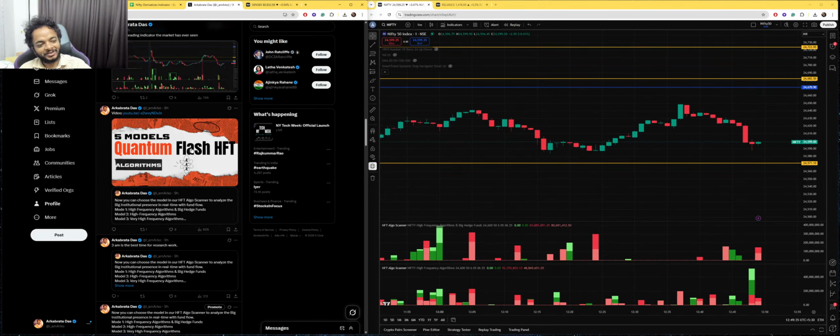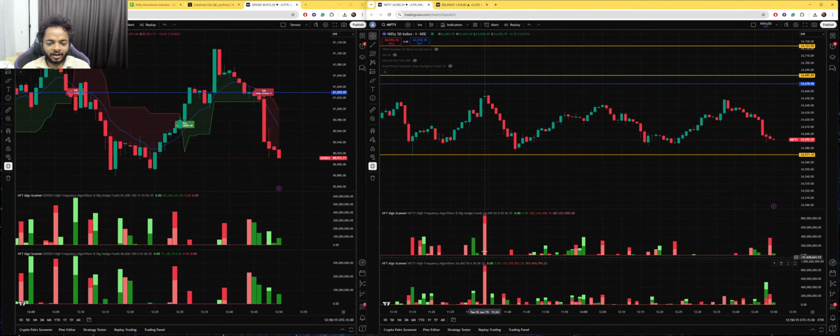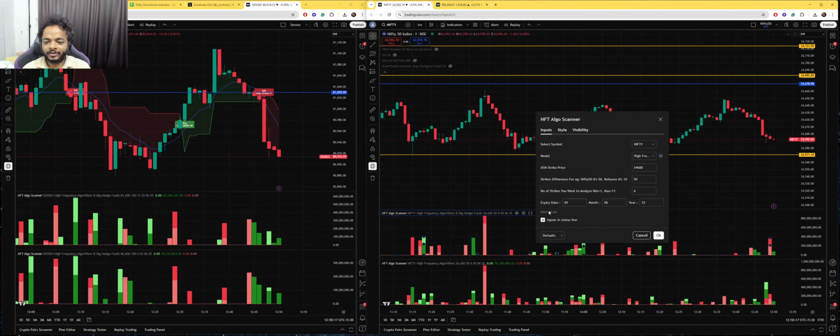After that, we saw that at some points we were missing some signals. So I further investigated and saw that we might be able to come up with a little more. There are many different types of HFTs, so that's why I came up with all those different models. Out of the five, this is the one for the high frequency and the big hedge fund.